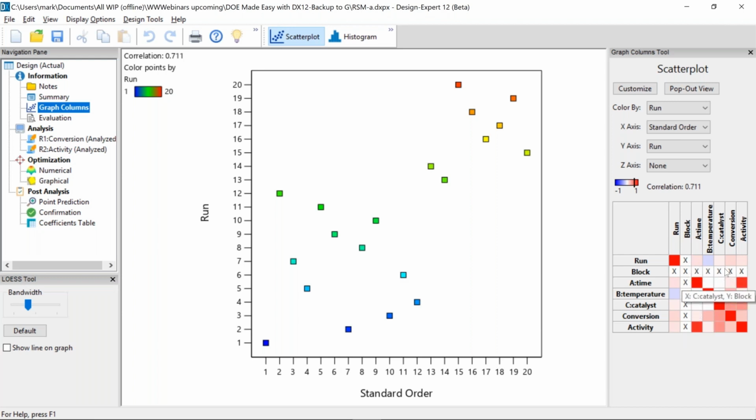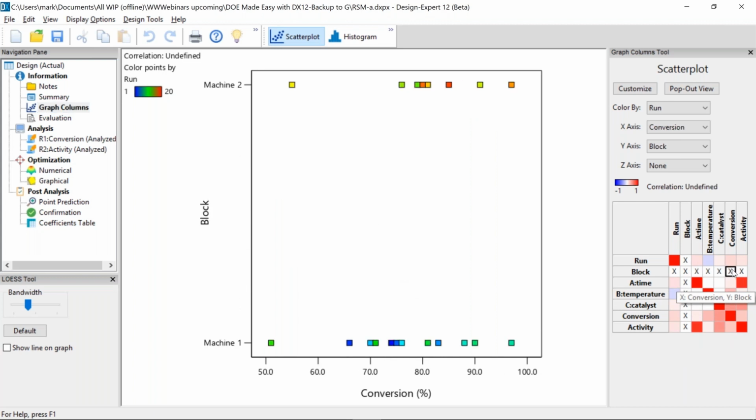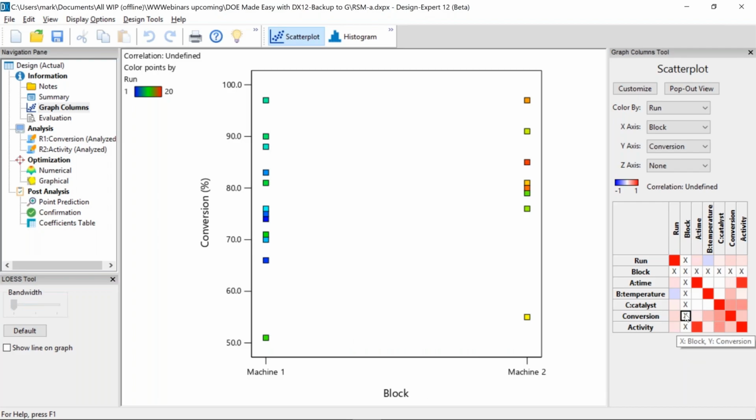How does a block affect the conversion? And let's go down here and look at the conversion versus block instead. Okay, this is a little bit better. So between machine 1 and machine 2, there's differences, but remember they have different combinations of runs. So if we colored this by the space point type and we focus on the red squares, then we can compare the center points in the first block to the center points in the second block. And maybe machine 2 has got a little higher conversion, but no worries because we blocked that out of the model. So that's not going to cause a bias to our results.